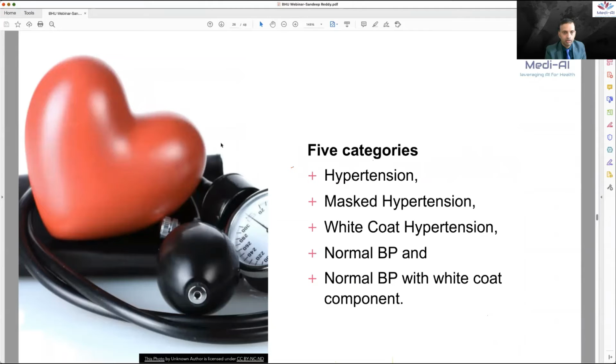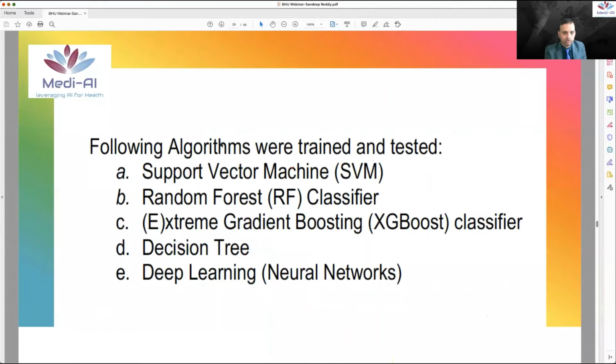They included hypertension. Masked hypertension is when you have hypertension, but when you go to the clinic, you do not seem to have hypertension when they measure your blood pressure. White coat hypertension is the opposite. You do not have hypertension, but when you go to the clinic, your blood pressure gets elevated. That's white coat hypertension. And then you have normal blood pressure, and normal blood pressure with white coat components. So these are the categories that they expected the clinical decision support system model to provide as output.